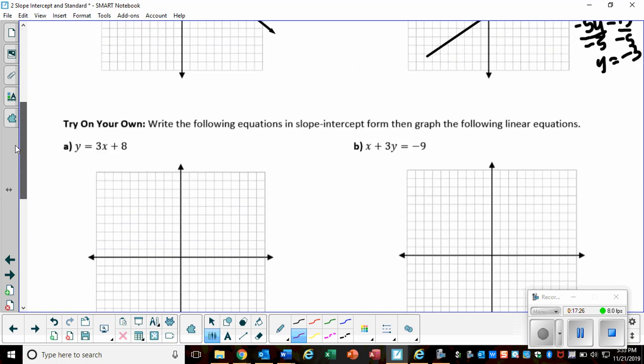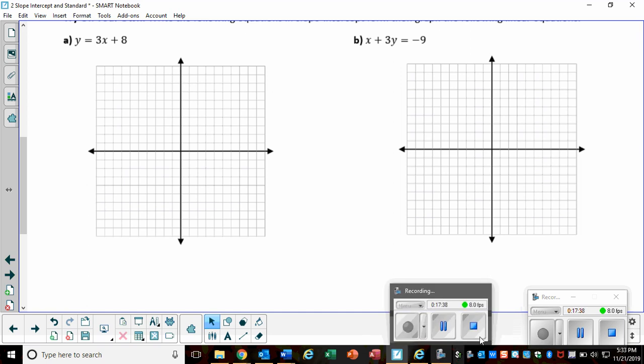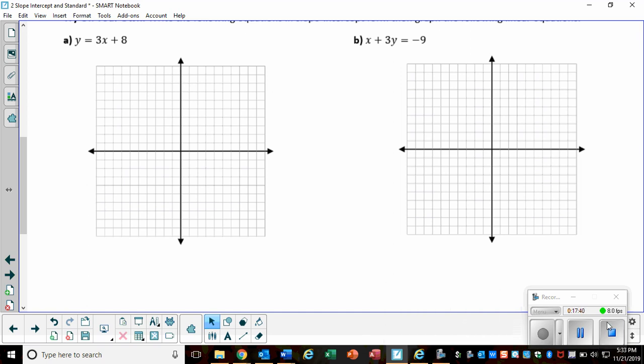Okay? Now you guys are going to try these two on your own. I would try checking your work by doing both ways for standard form. That's just me. But if you guys have questions, please write them down. We will talk about it next class. Okay? Bye!